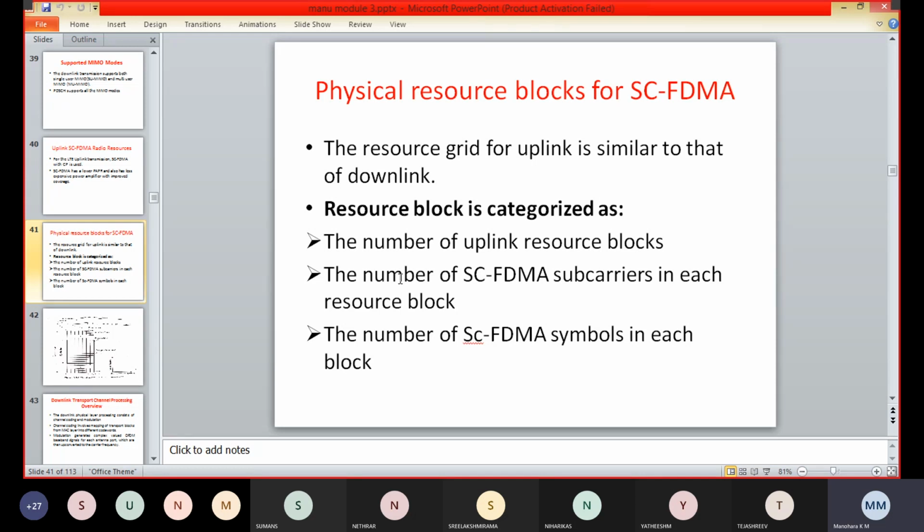In the frame structure type 2, it consists of 10 subframes with 1 or 2 special subframes including the DwPTS, GP and UpPTS fields. A CP is inserted prior to each SC-FDMA symbol. Each slot carries 7 SC-FDMA symbols in the case of normal CP, and 6 SC-FDMA symbols in the case of extended CP. Next we have physical resource blocks of SC-FDMA.